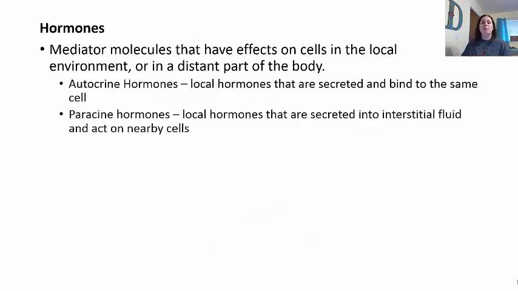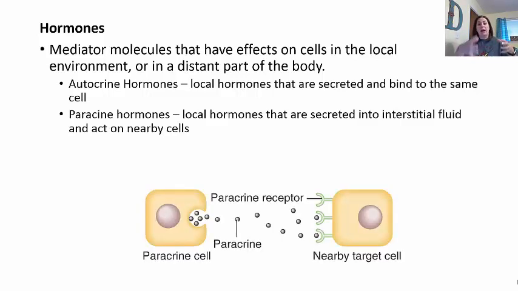We also see that we have paracrine hormones. Paracrine hormones are local hormones, so they're going to be secreted into the interstitial fluid, the fluid around the cells, and they're going to act on nearby cells. Okay, so they don't act on the cell itself that released the hormone, but it does act on a nearby cell. It does not have to enter the bloodstream.